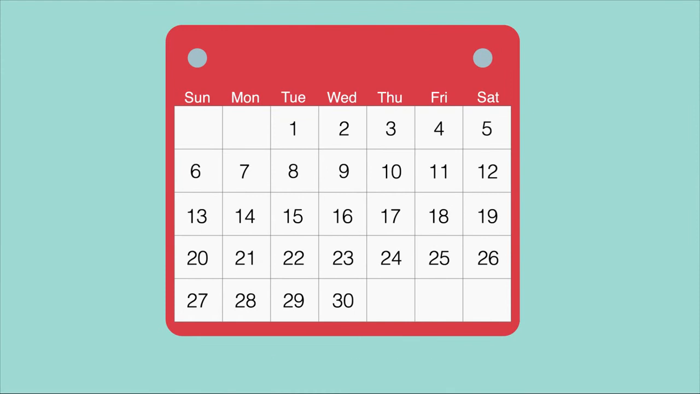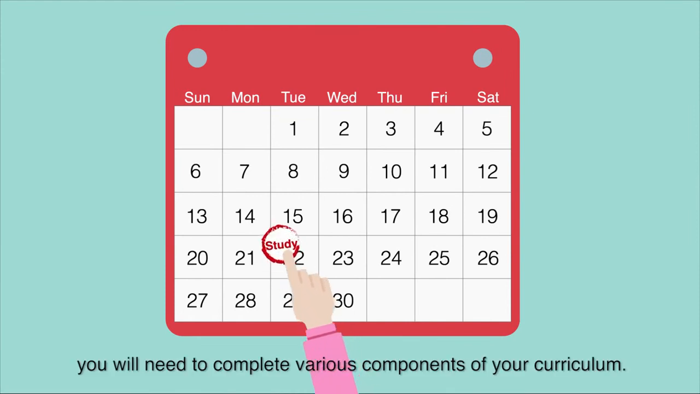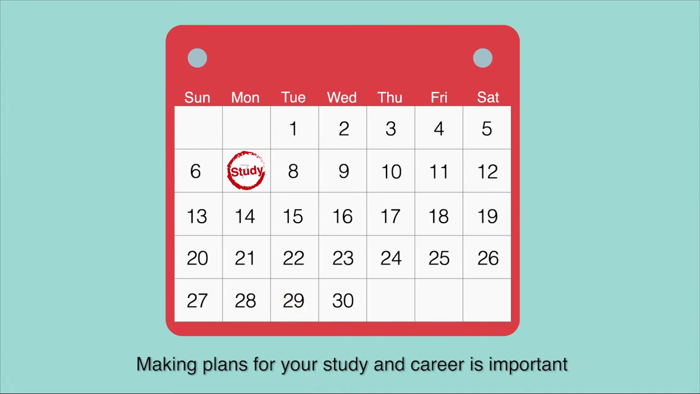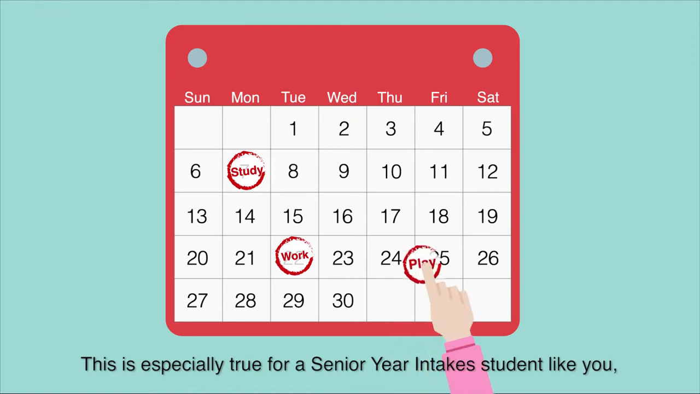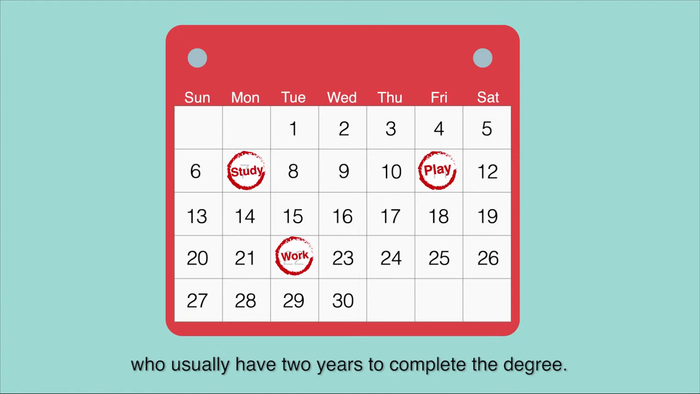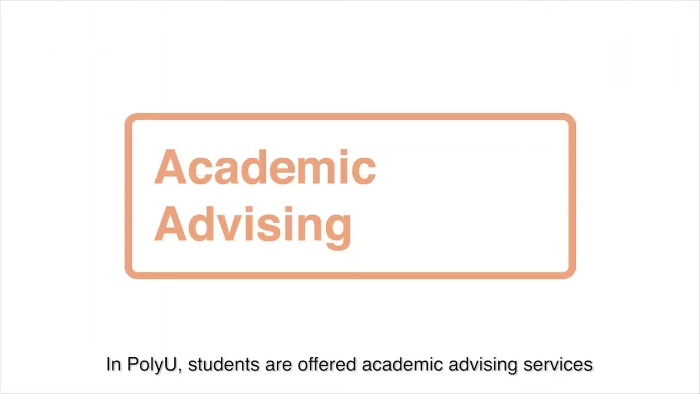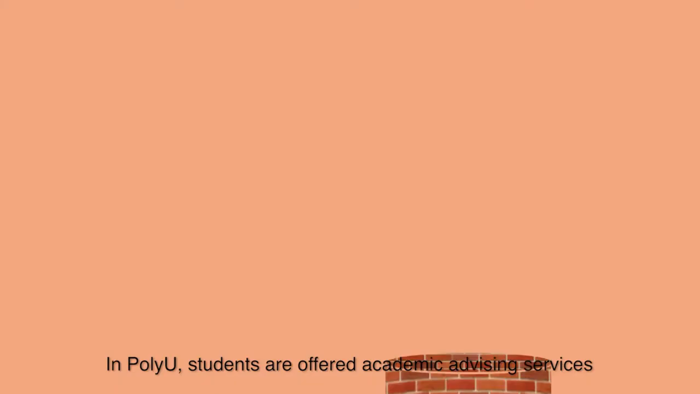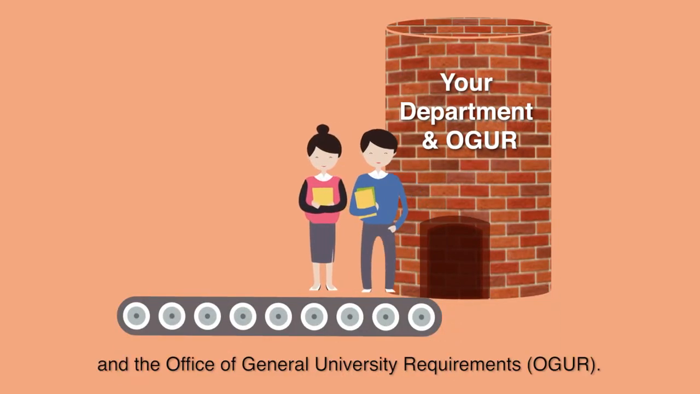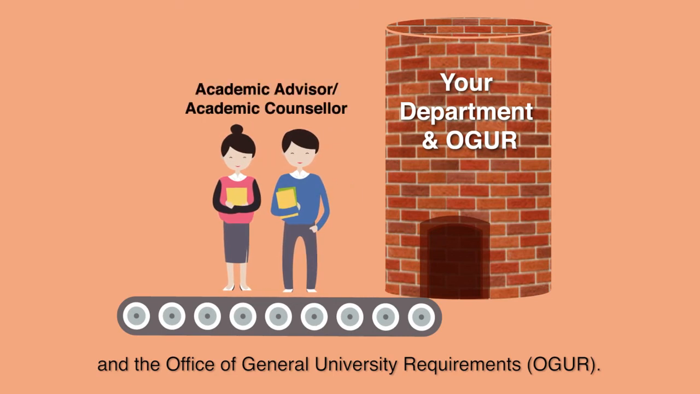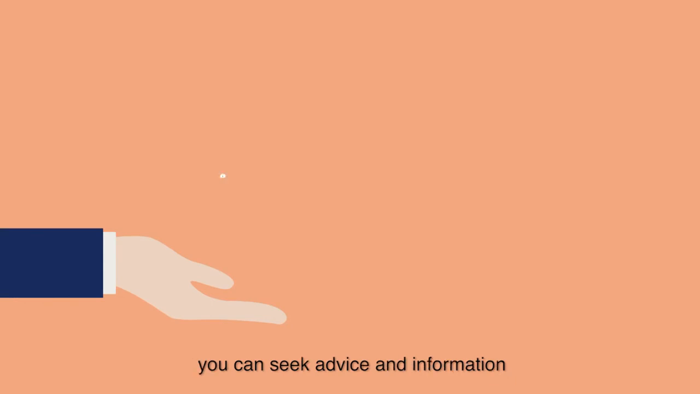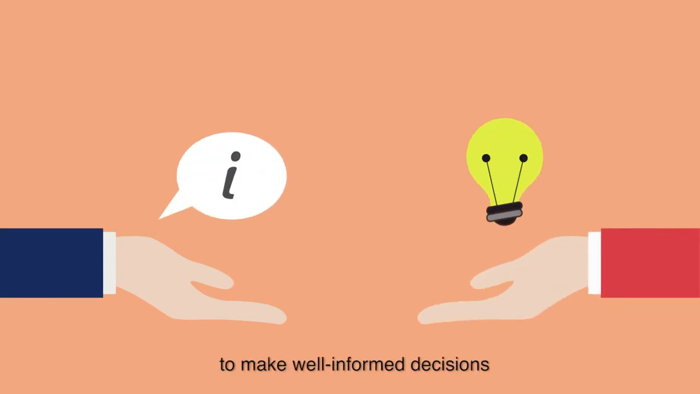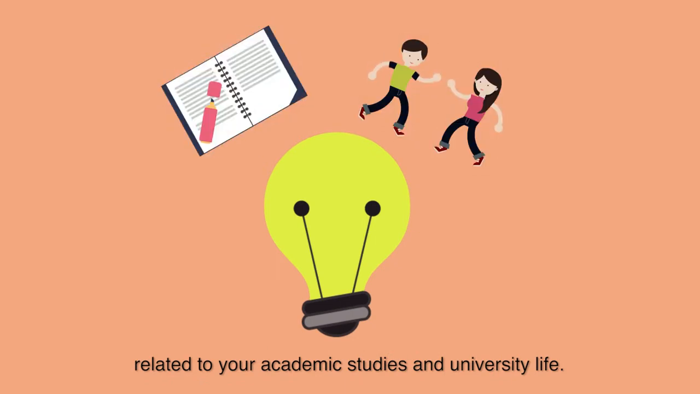As mentioned before, you will need to complete various components of your curriculum. Making plans for your study and career is important so that you can graduate on time. This is especially true for a senior year intake student like you, who usually has 2 years to complete the degree. In PolyU, students are offered academic advising services by both the Home Department and the Office of General University Requirements, OGUR. In this dual academic advising system, you can seek advice and information to make well-informed decisions related to your academic studies and university life.